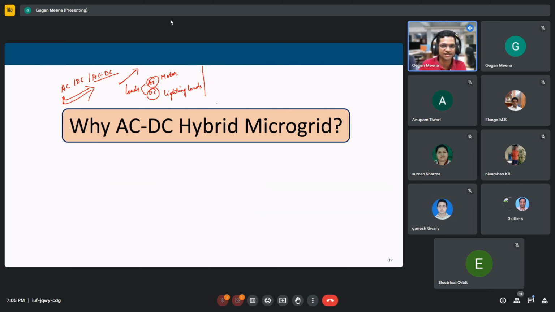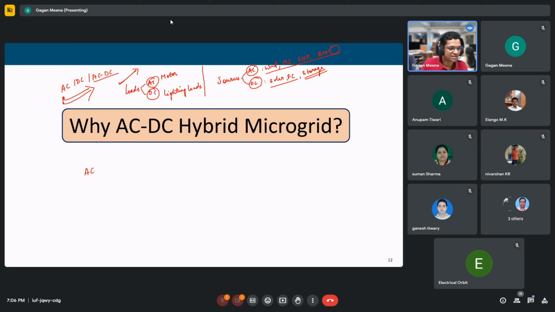Loads are both AC and DC. Similarly, even the generation sources are both AC and DC. Here we have wind, solar, fuel cell, micro turbines, small hydropower, even biomass. Wind, micro turbines, hydro and biomass are AC; solar and fuel cell are DC, and we have storage, which is DC, though some kinds of storage fall into AC. So we have a wide variety of loads and generation sources, both AC and DC.